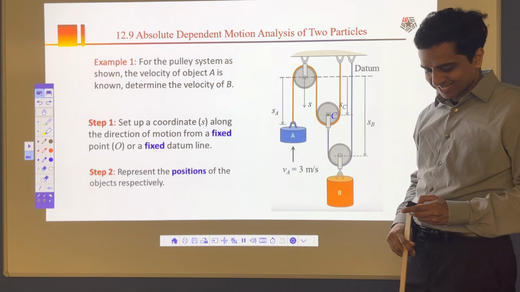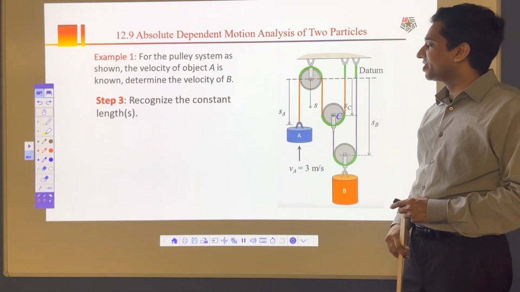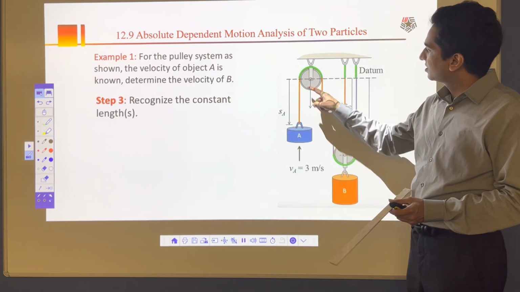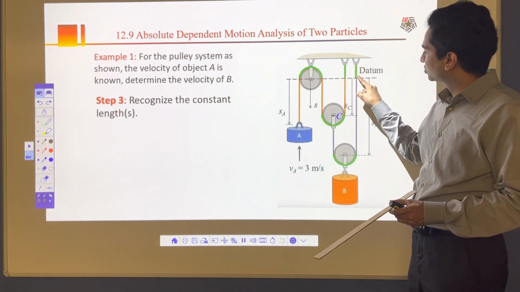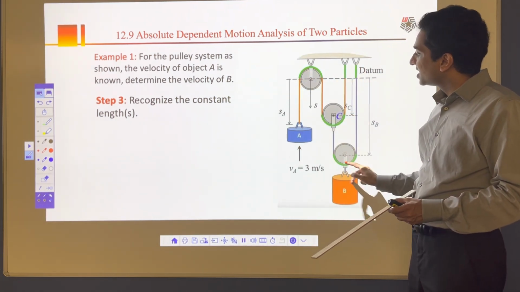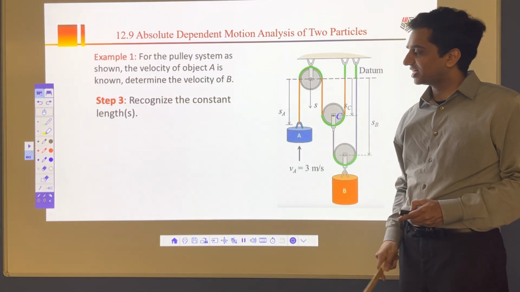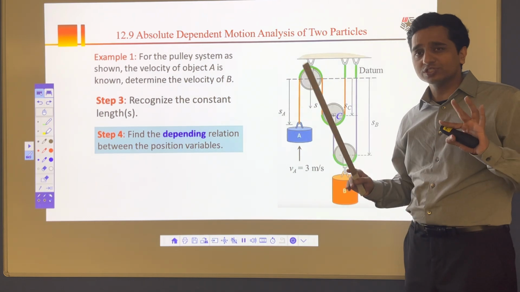Mark it down. Step 3: recognize the constant length. This one is constant, this one is constant, this one is constant, and the total length is going to stay constant. Recognize the constant length. Step 4, the most important step.